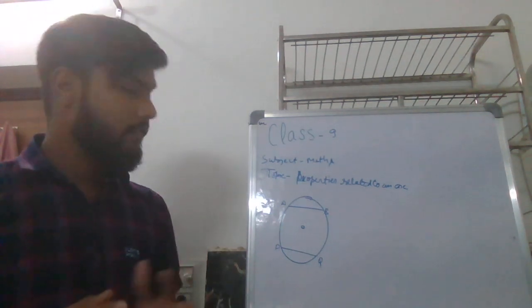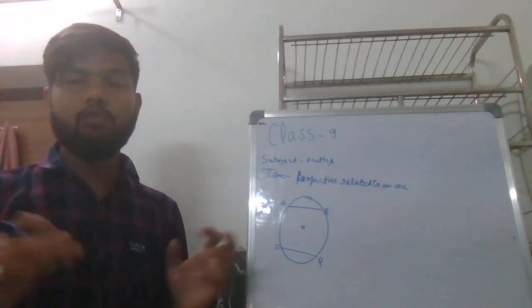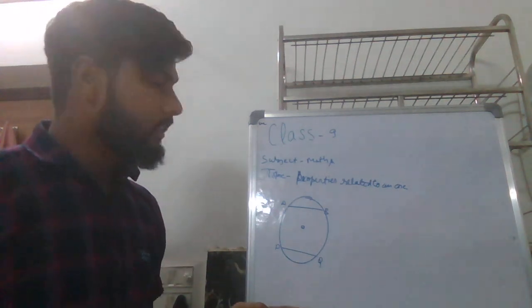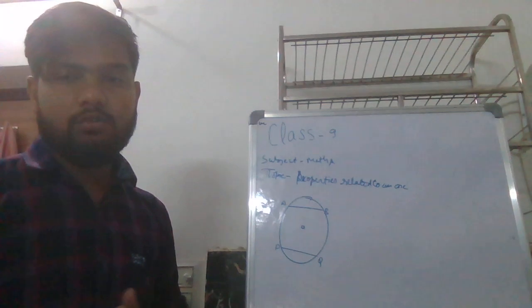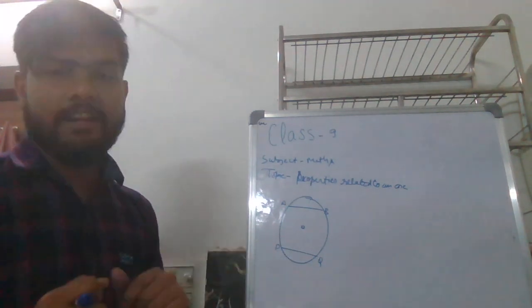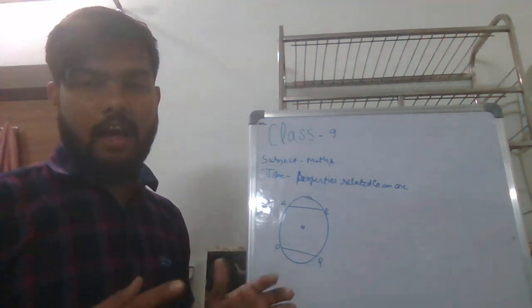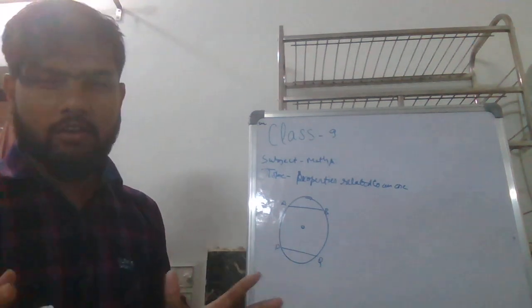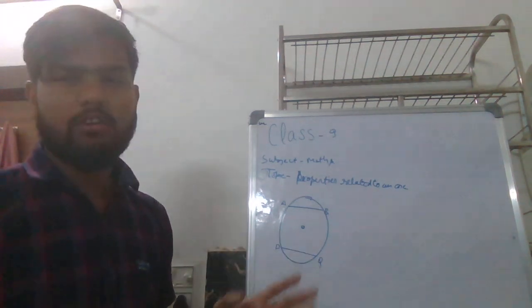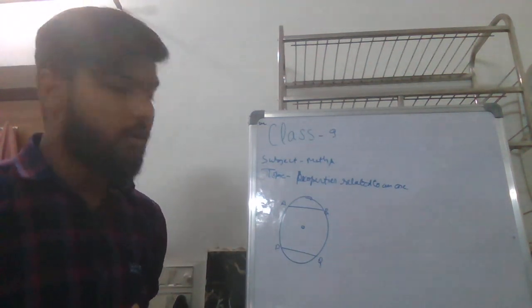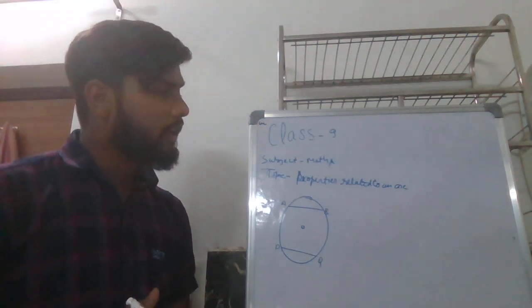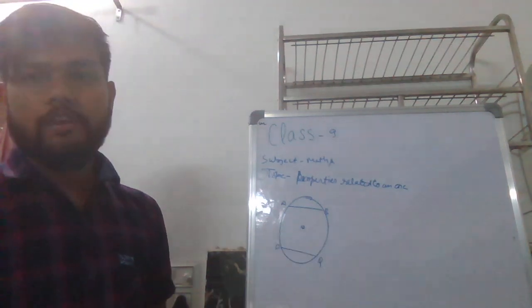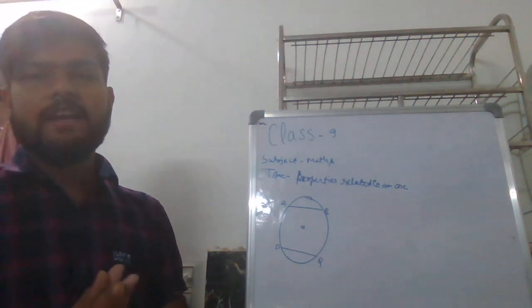So here we can see the property: if two chords of a circle are equal, then their corresponding arcs are congruent. And conversely, if two arcs are congruent, then their corresponding chords will be equal. This is the property related to an arc.